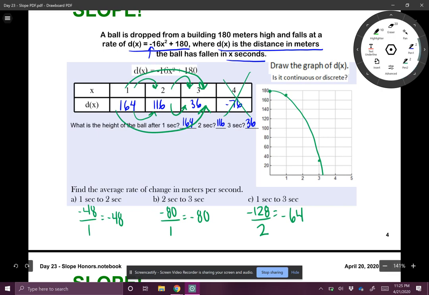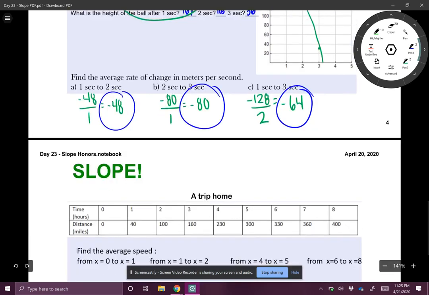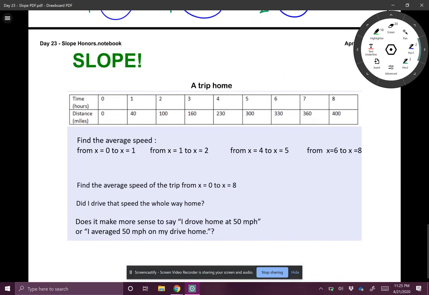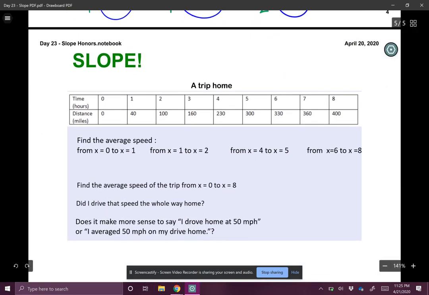So as you can see, our average rate of change for our quadratic functions is all different. And we knew that was going to be true because quadratic functions do not have a constant rate of change. Let's look at our last example. This is going to be an example where we look at the average speed of a trip home, and we'll talk about some follow-up questions to relate it to the real world.